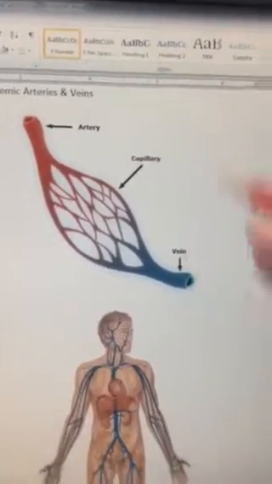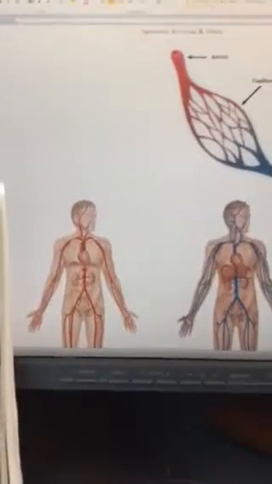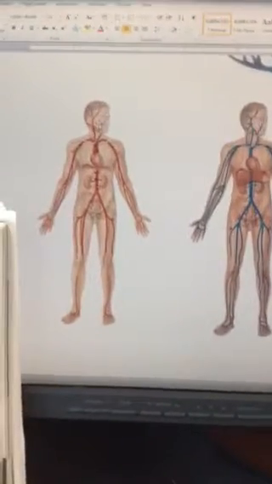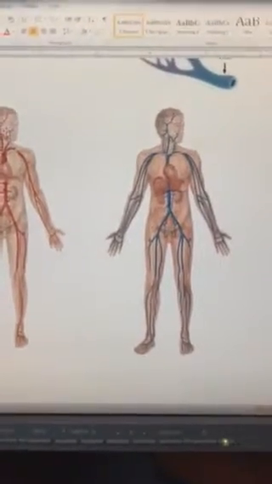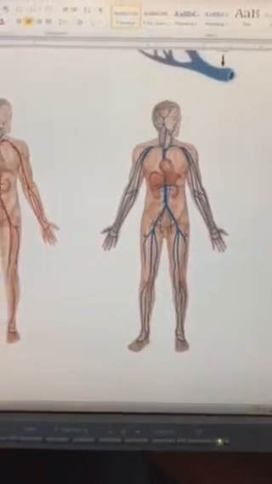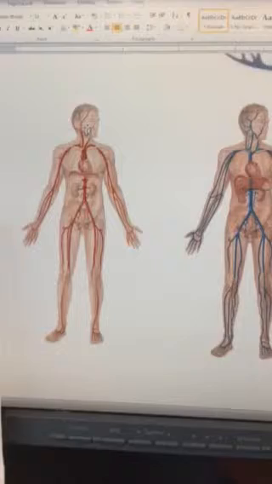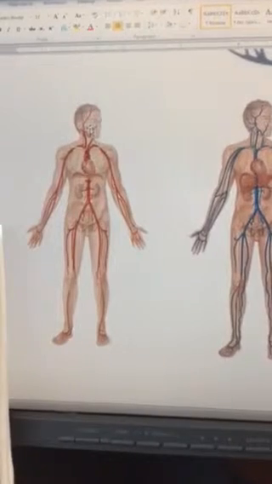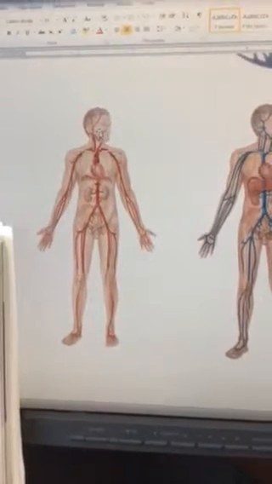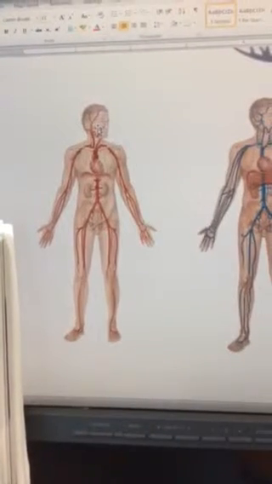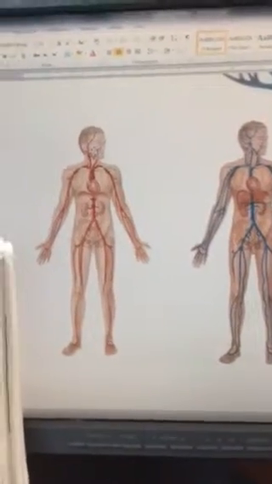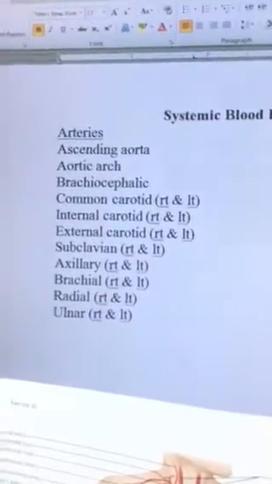So what you're seeing below this is the picture of the systemic arteries on the left, because they're red, and the systemic veins on the right. Veins carry blood towards the heart, and arteries carry blood away from the heart. We are going to look at these diagrams, however, in smaller chunks. We'll look at the blood vessels of the head, of the arms, then in the abdominal cavity, in the pelvic cavity, and then in the legs.